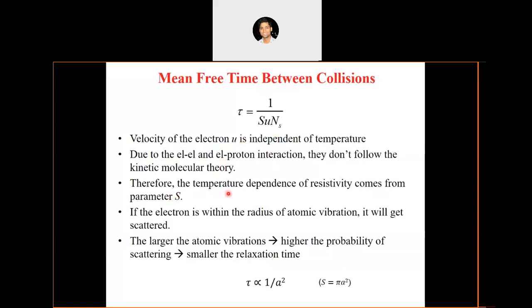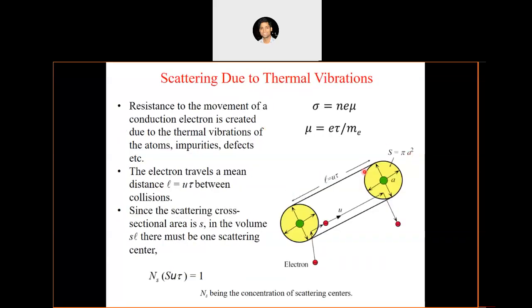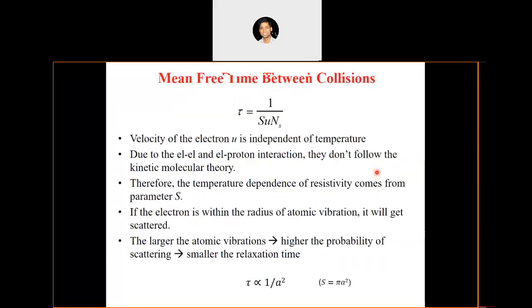Therefore, the temperature dependence of resistivity comes from only the parameter S. The concentration of scattering centers also does not depend on the temperature, right? Because there are a certain number of atoms, impurities and defects which are present in the material. They don't depend on the temperature. So the only parameter which is dependent on temperature is the cross sectional area of these atomic vibrations. Only that is the parameter which depends on the temperature, right?